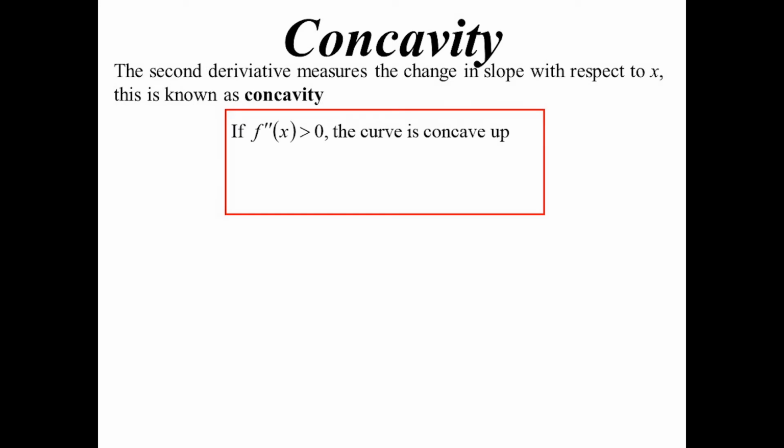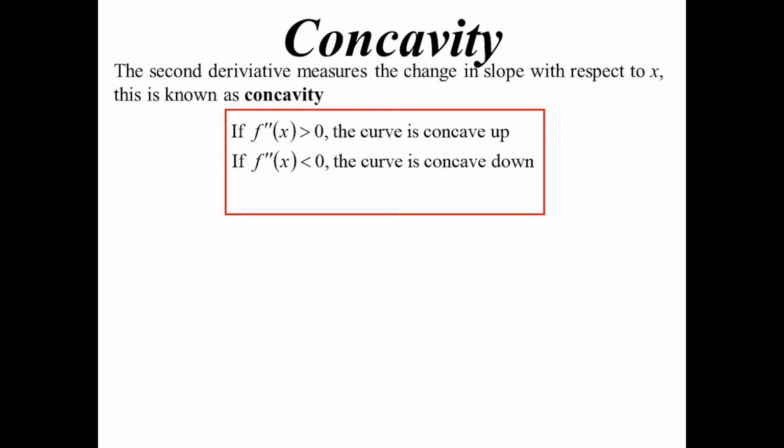If the second derivative is positive, then we know it's concave up because it's going from that negative slope through to a positive slope. If it's negative, then we know the curve will be concave down.